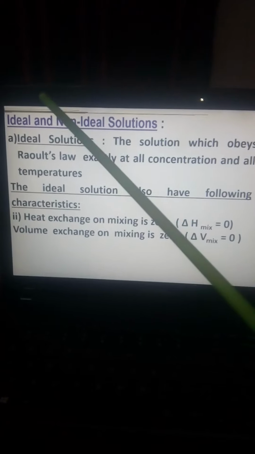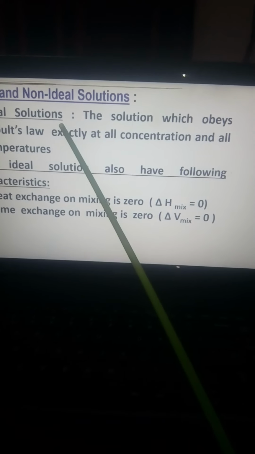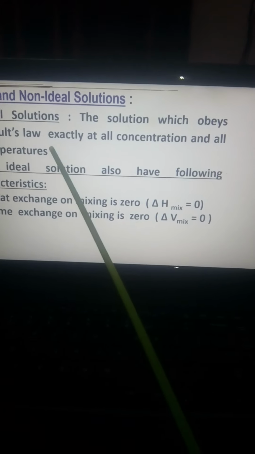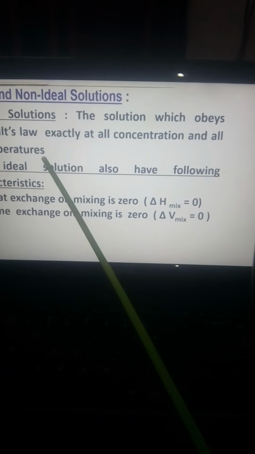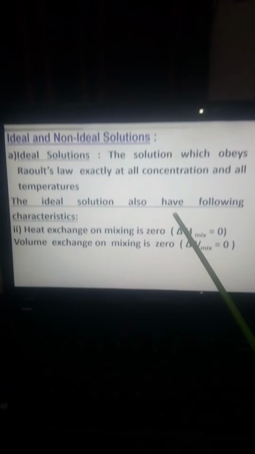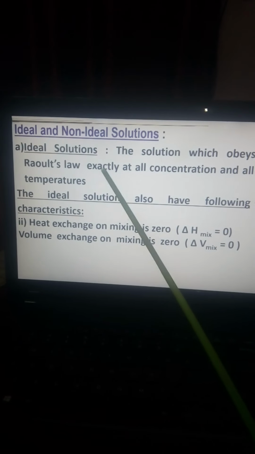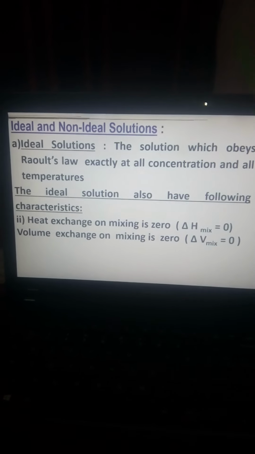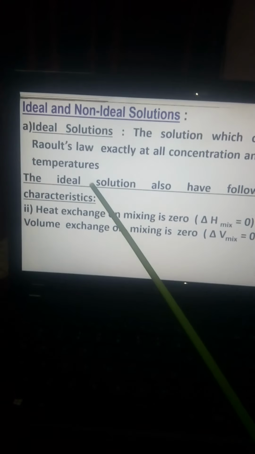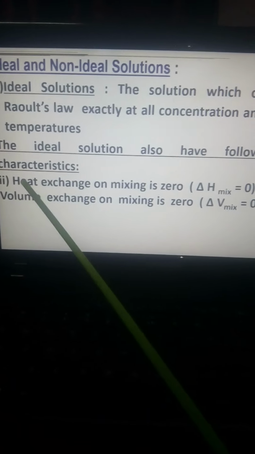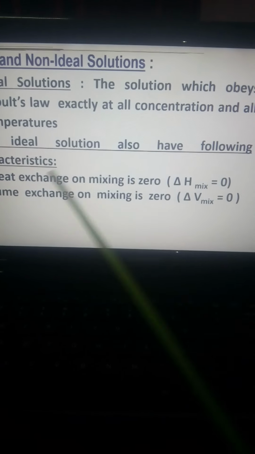Ideal solution means the solution which obeys Raoult's law exactly at all concentrations and all temperatures. That is called the ideal solution. So it obeys Raoult's law. This is a theoretical concept actually. Practically it is difficult to have an ideal solution. The ideal solution also has the following characteristics.